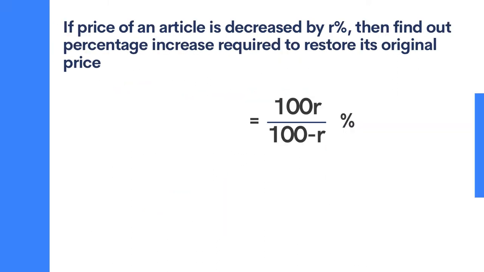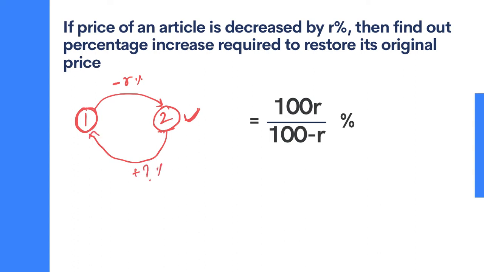This concept is just opposite to the last concept. According to this concept, first suppose this is our original price. Then initially it is decreased by R percent. So I got the new price, this one. So the concept is saying how much percentage I need to increase this value to get the original value. So I need to find plus question mark percentage. This you can directly do according to the formula, but we will take an example. By that example we will learn this concept.